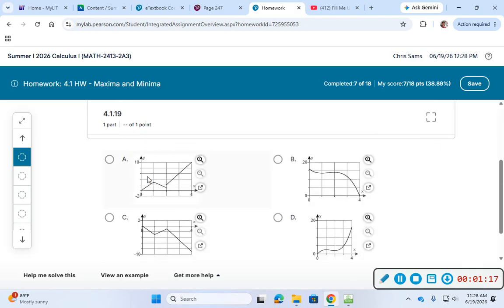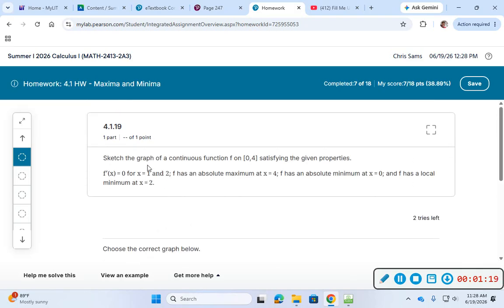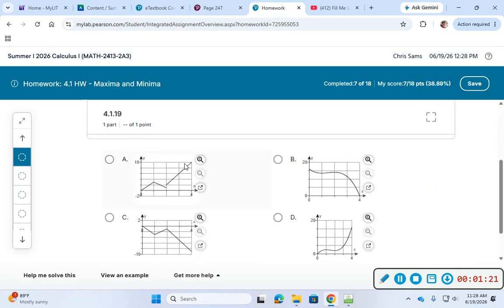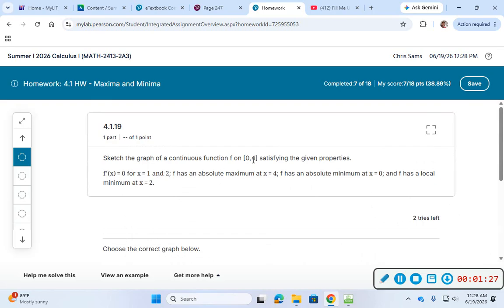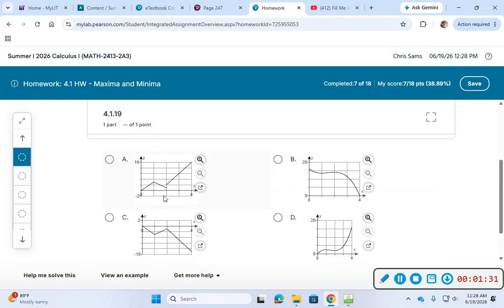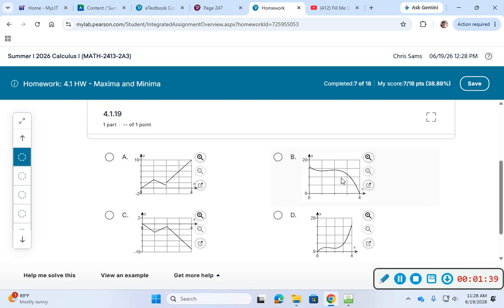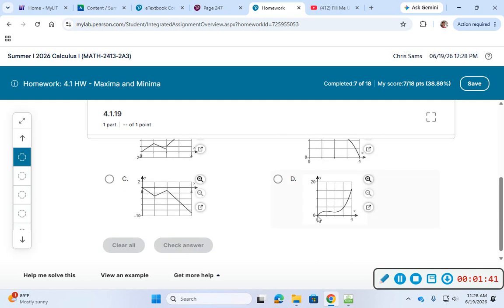All right, so continuous starts out. This is not continuous, so I would X this one out immediately. I'm going to start with the easiest points, 0 and 4. Minimum at 0, maximum at 4. So lowest point is at 0. Highest point is at 4. I will get rid of that. Lowest point 0, highest point 4, get rid of that one. The only one that could be it is D. Lowest point at 0, highest point at 4.